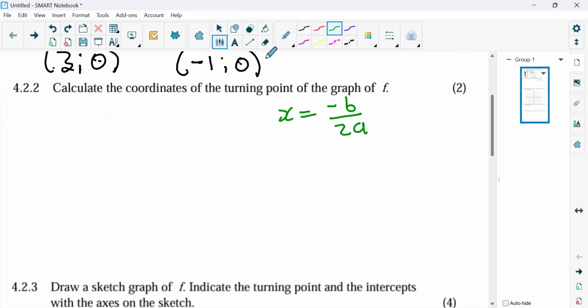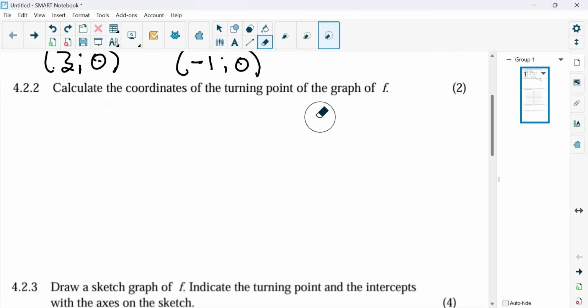The mistake that I've seen with learners is that they also want to use this formula when they say turning point on a cubic function. So to avoid that, I would say, learners, let's differentiate every time when they say turning point.